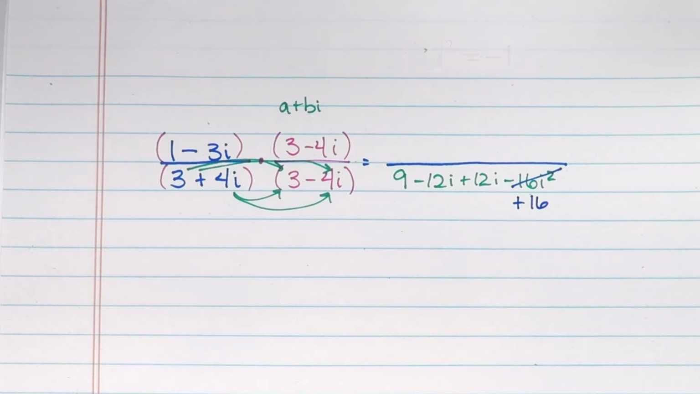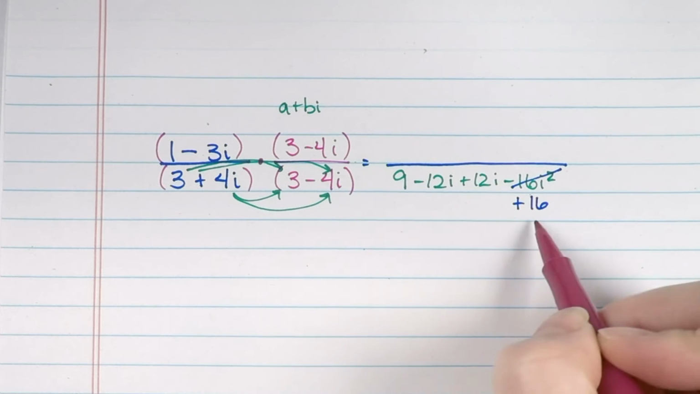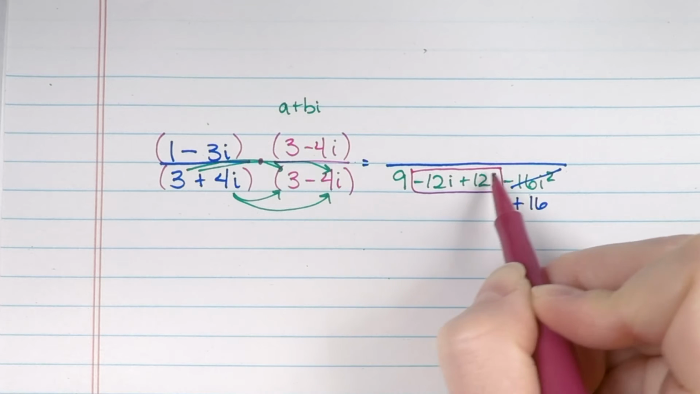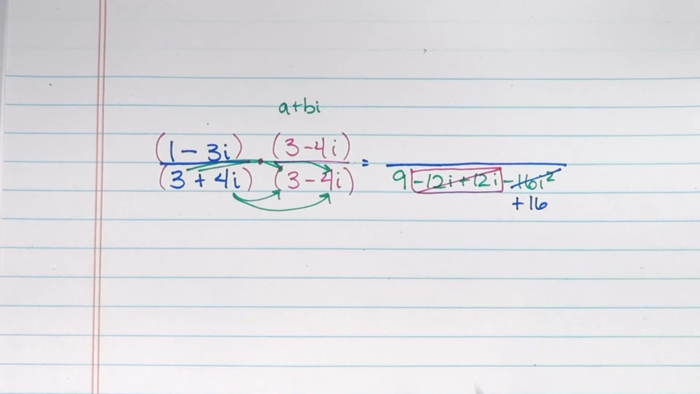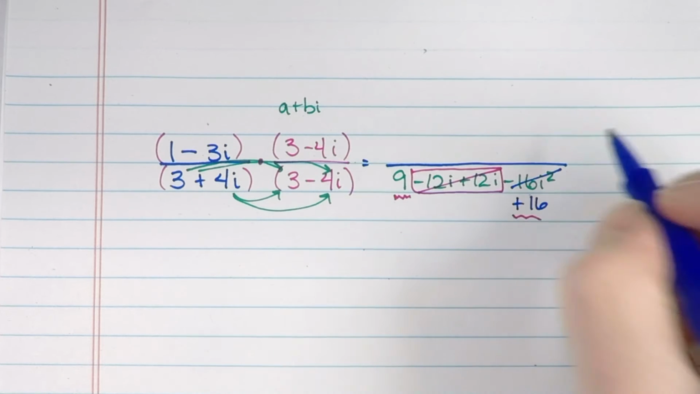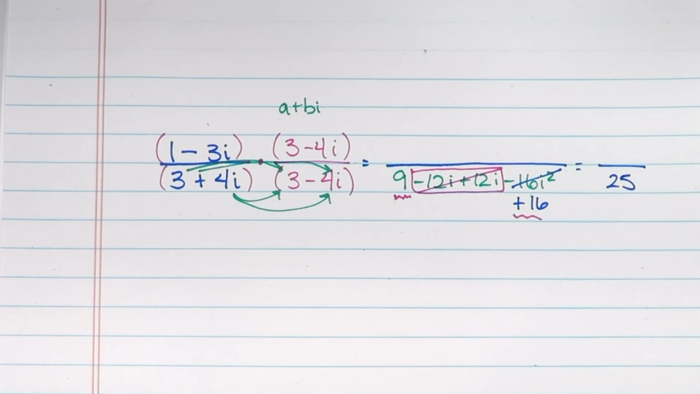And now we see why we use the complex conjugate, because now if I simplify what we have on the bottom, this i squared is gone, so now I just have a real number. And these terms in the middle, -12i and +12i, add up to 0, so those are gone. So now in the denominator, I just have 9 plus 16, which if I simplify is going to give me 25 on the bottom. And that's going to be a lot easier to work with to get it into this form a plus bi. Now let's multiply out the top.